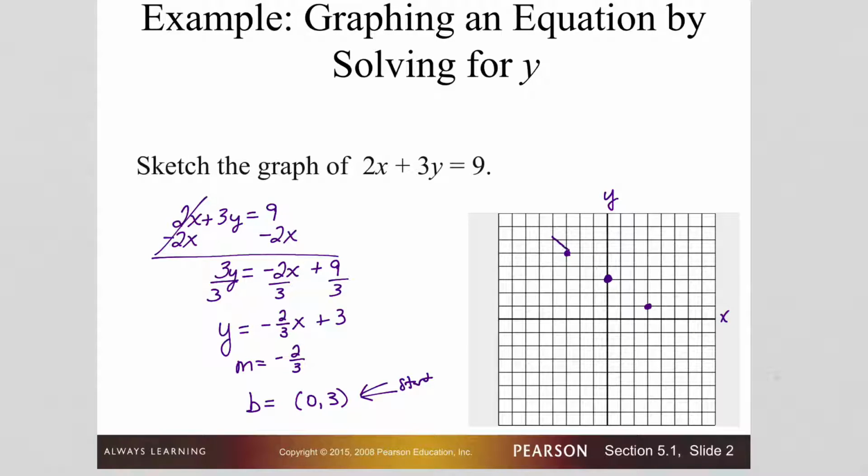Connect your dots, draw your arrows on the end, and don't forget that the math department would really like it if you did this. So would I, so go ahead and do that. And you're done. You've just graphed the equation of that line. That is in standard form. You turned it into slope-intercept form just to help yourself graph it.